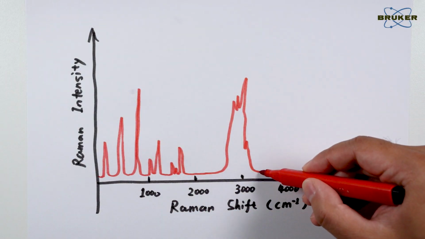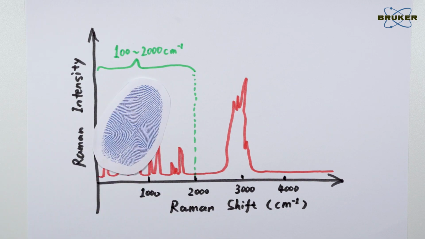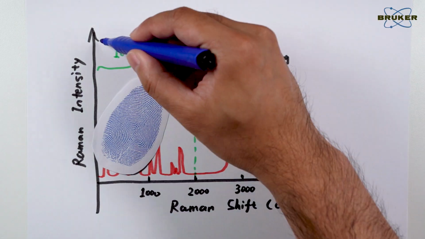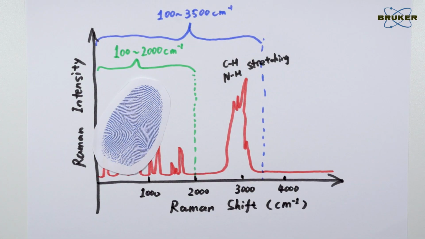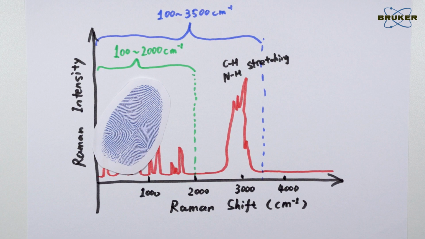Here, the spectral range from 100 to 2000 wave number is considered as a fingerprint region. It contains the most important information of molecular vibration, which is needed to identify a sample. Additionally, most organic substances have a group of strong peaks around 3000 wave numbers, presenting the CH and NH stretching bands. They are less distinctive, but nevertheless also quite useful. Therefore, 100 to 3500 wave number is considered as the full range of Raman effect, and molecular vibration with an even higher vibration frequency is rare.